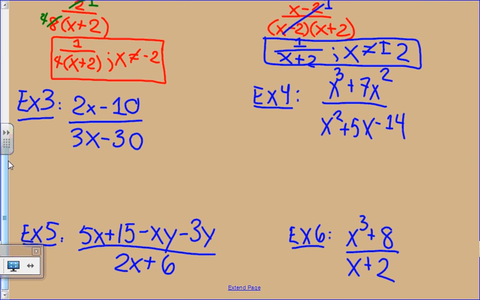Okay, let's talk about number 3. 2x minus 10. Can that be factored? Yeah, by 2, leaving inside 2 times x minus 5. How about the denominator? 3.